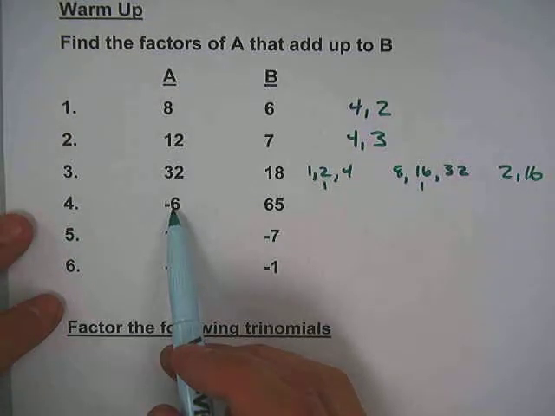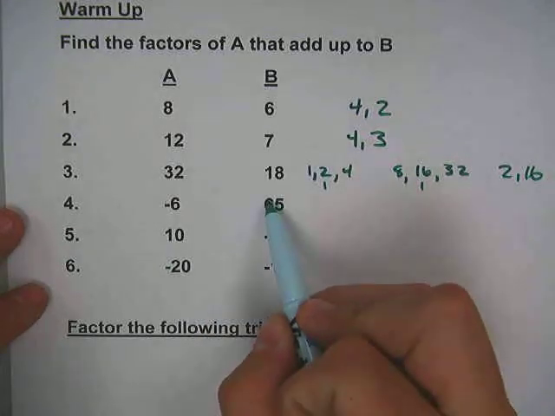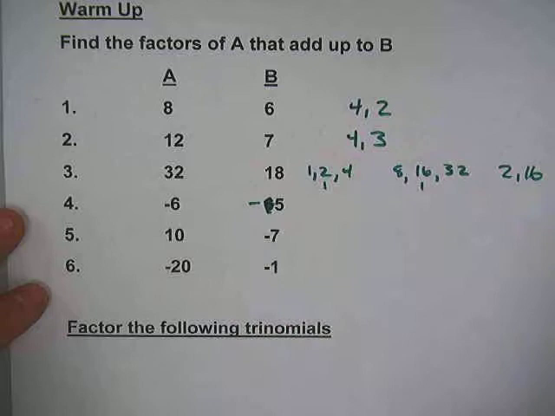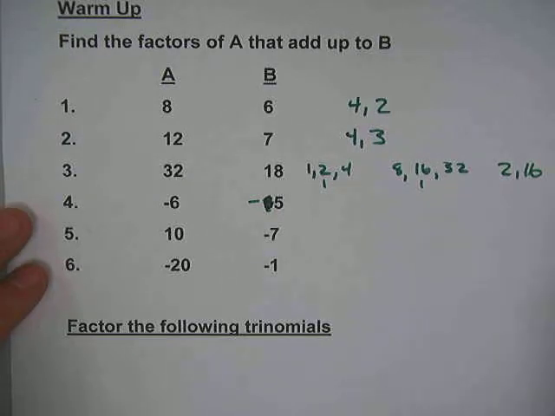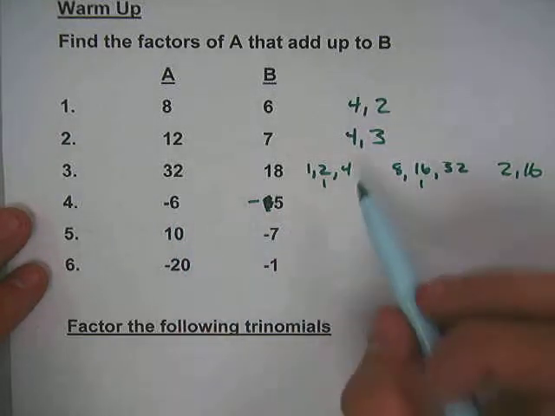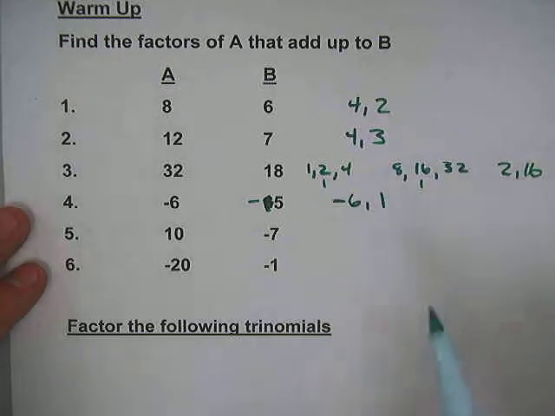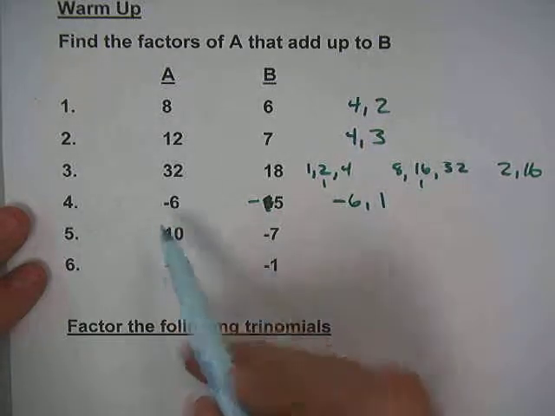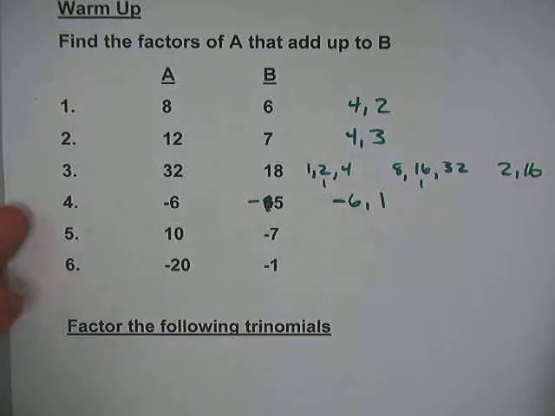Okay, what about this one? Negative 6, to add up to, whoop, that's a little typo right there, sorry. This is actually supposed to say negative 5. Negative 6 add up to negative 5. So negative numbers have factors too. So the only difference here is the factors of negative 6 that I would use would be negative 6 and positive 1. So negative 6 times 1 is negative 6, and negative 6 plus 1 is negative 5.